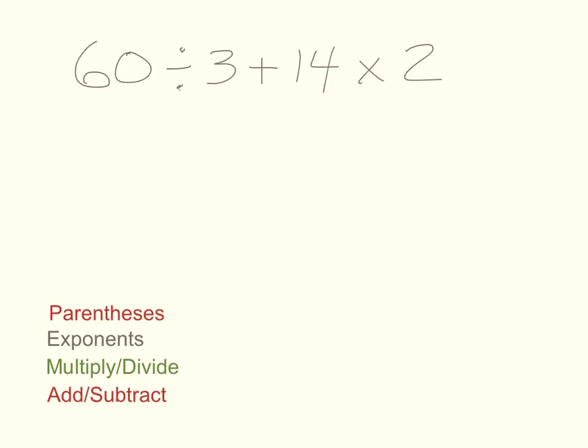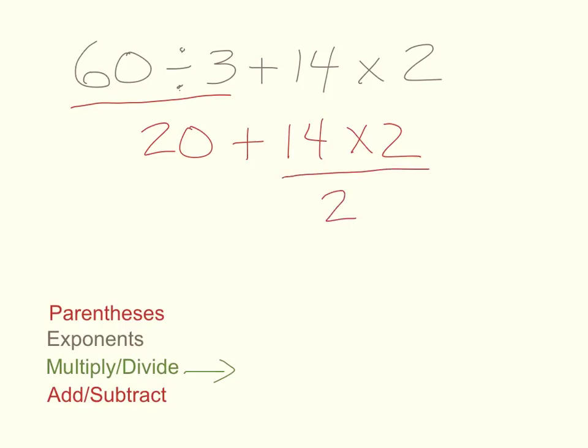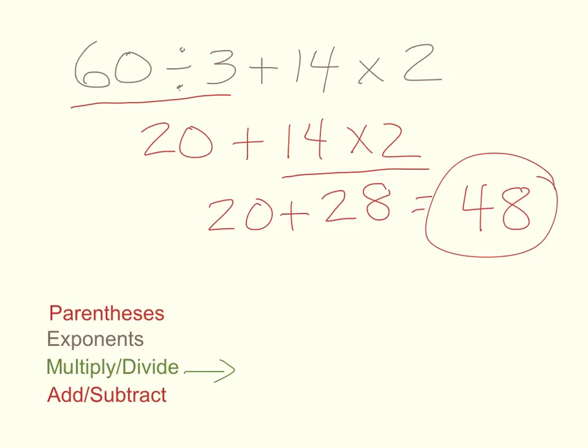In this problem, I have no parentheses, no exponents. I have multiply and divide. I have this divide and this multiply. And we do those left to right when they're both on the same line of precedence. Well, this one's on the left, so I'm going to do 60 divided by 3 first. That gives me 20. Then I still have my plus 14 times 2. I still have a multiply here, 14 times 2, so I do that next. It's 28. I still have my 20 plus 28 to give me a total of 48.